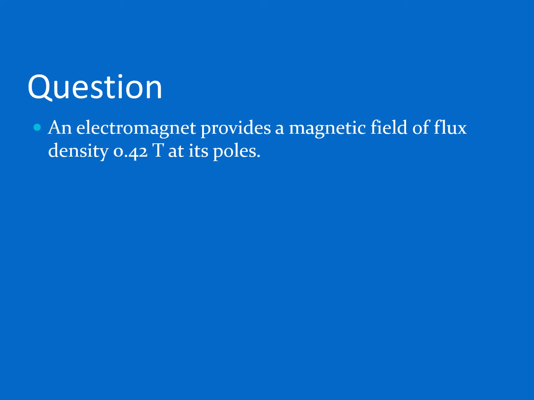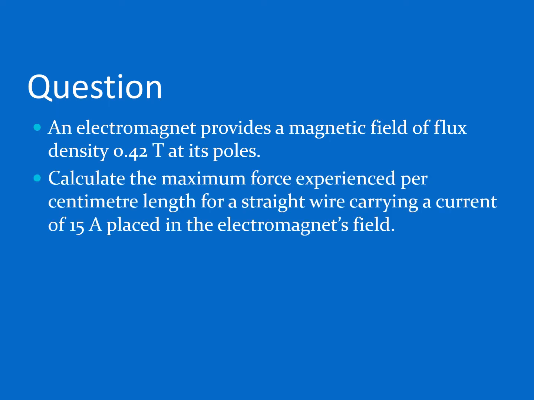Okay, so a typical question that you'd get using that equation. We've got an electromagnet, it's got a magnetic field of flux density 0.42 Tesla at its poles, and we need to calculate the maximum force experienced per centimeter length for a straight wire carrying a current of 15 amps placed in the electromagnet's field. So it says the maximum force experienced per centimeter length, so that is just saying that they are perpendicular, so the field and the current are perpendicular to each other, so we can use F is equal to BIL.